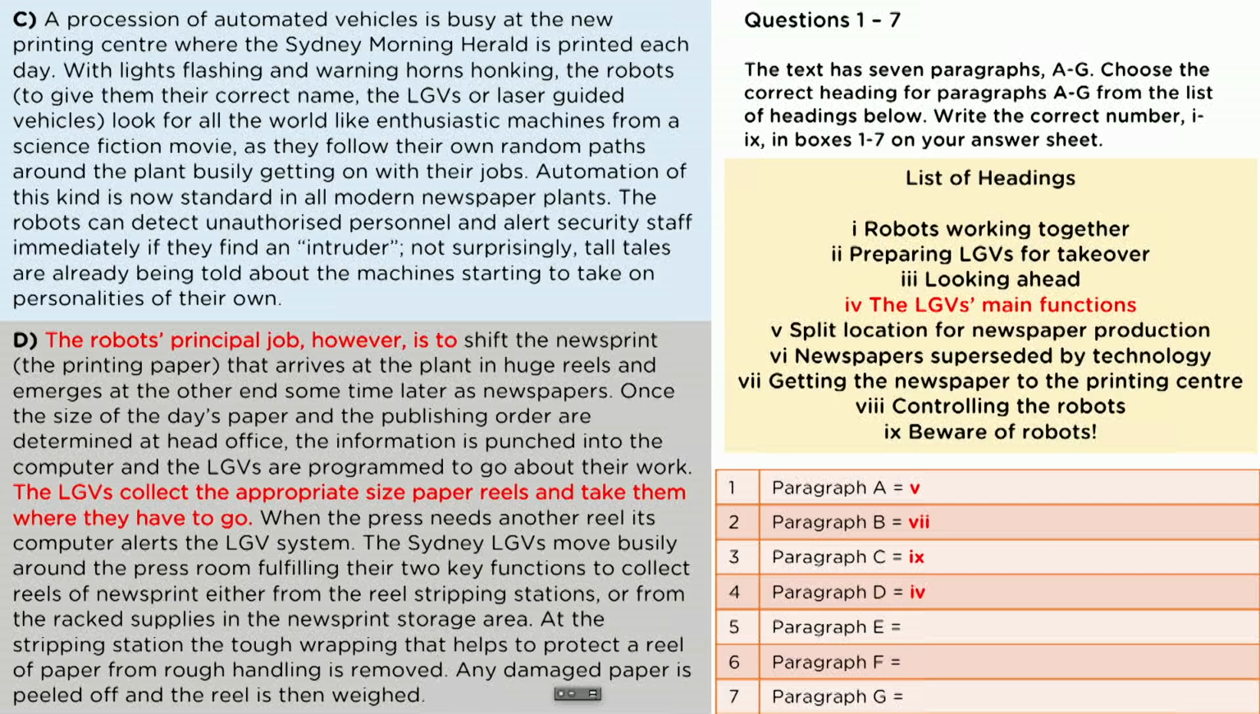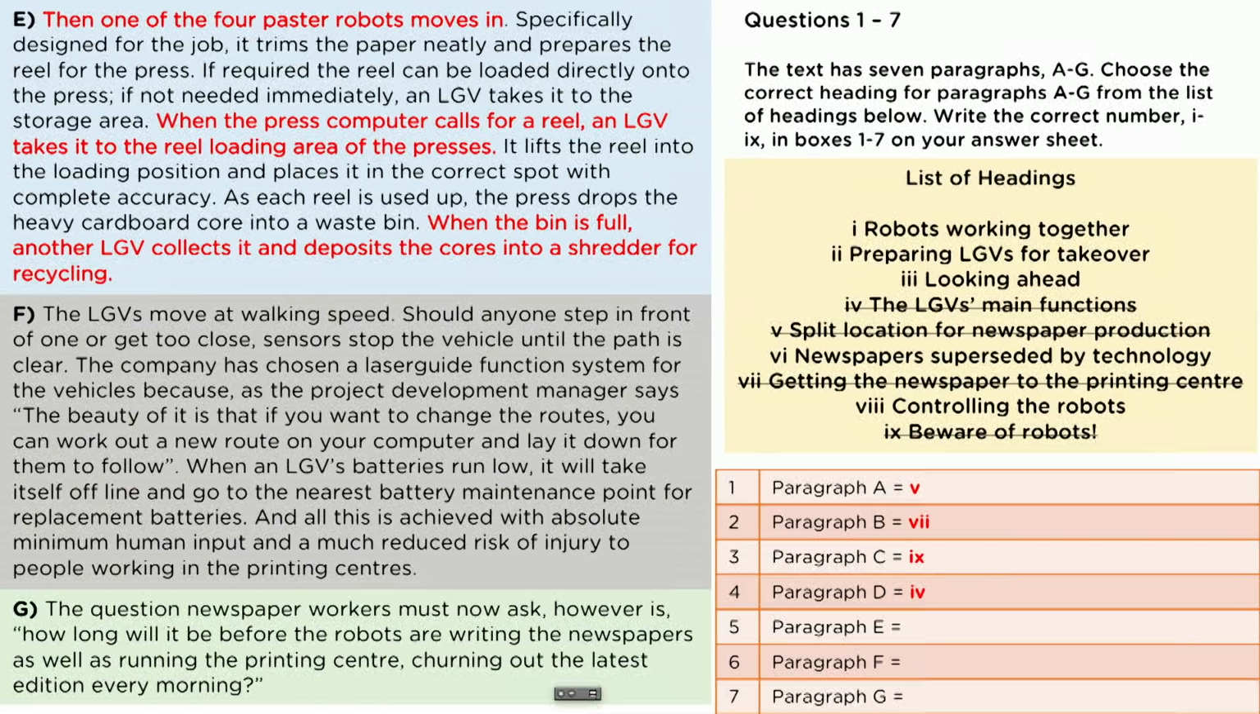How are you going so far? We've done 4. Number 1 was 5. Number 2 was 7. Number 3 was 9. And number 4 was 4. Let's do paragraph E. The key phrases are, then one of the 4 paster robots moves in. When the press computer calls for a reel, an LGV takes it to the reel loading area of the presses. When the bin is full, another LGV collects it and deposits the cores into a shredder for recycling. List of headings, which one are we talking about here?